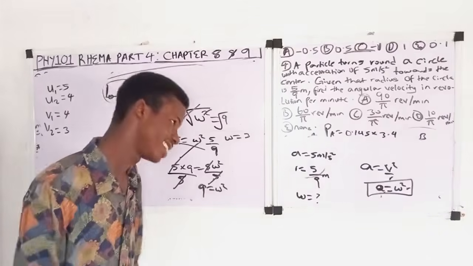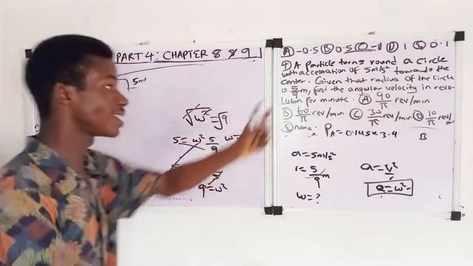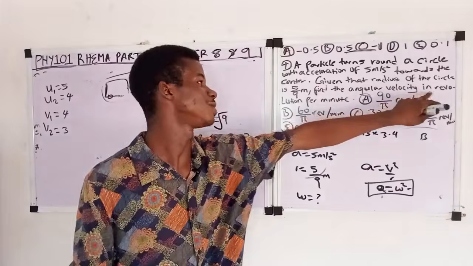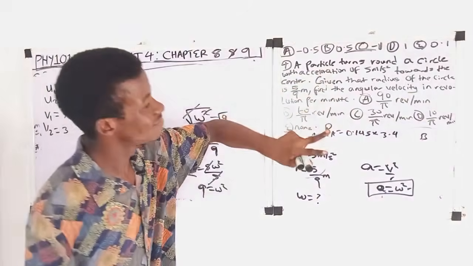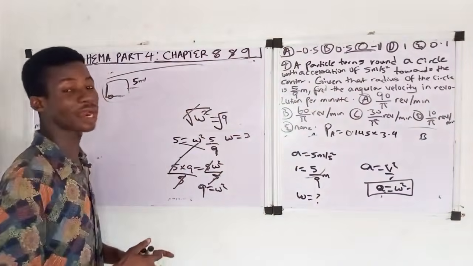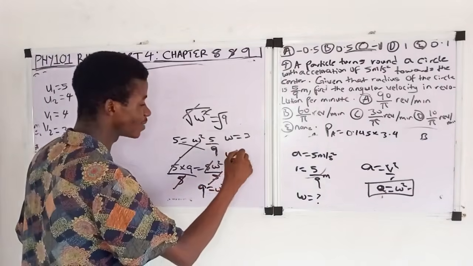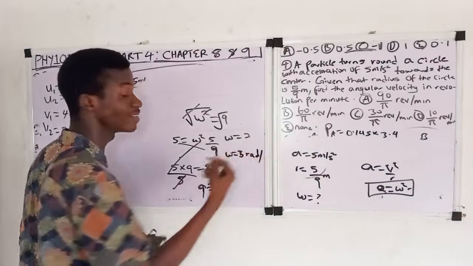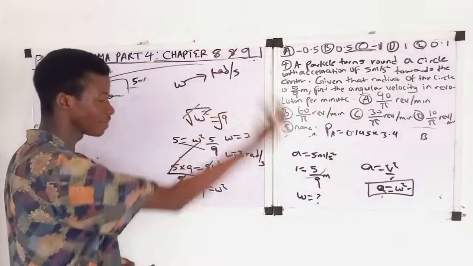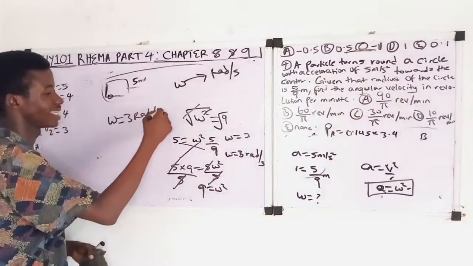Oh my god, I didn't read the question fully. So let's continue. They said, find the angular velocity in revolutions per minute. So our angular velocity is 3 rad. Remember, the SI unit for angular velocity is radian per second. So when we solve, our angular velocity is 3 radian per second.